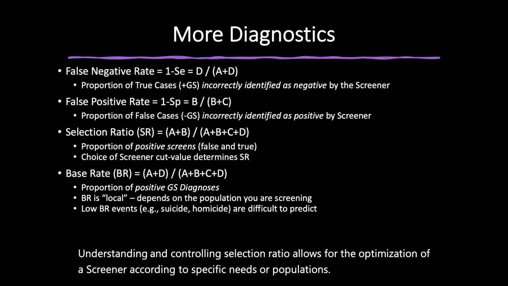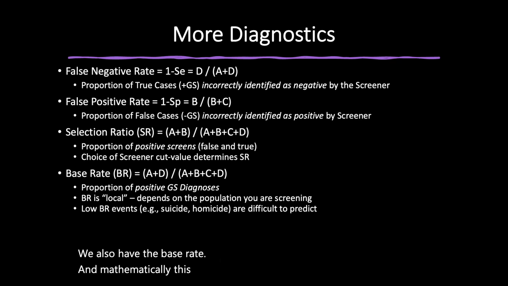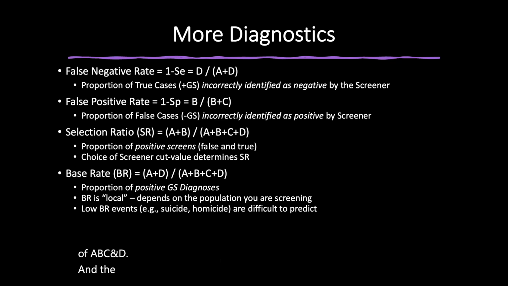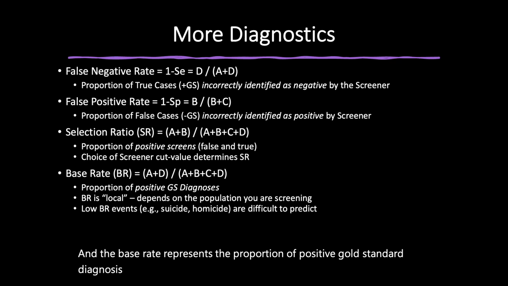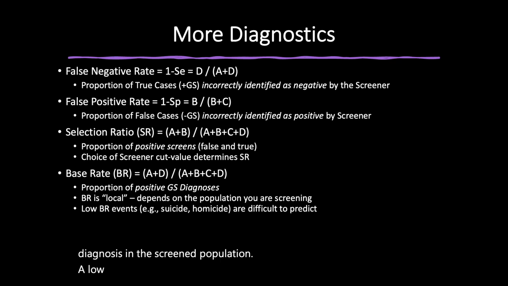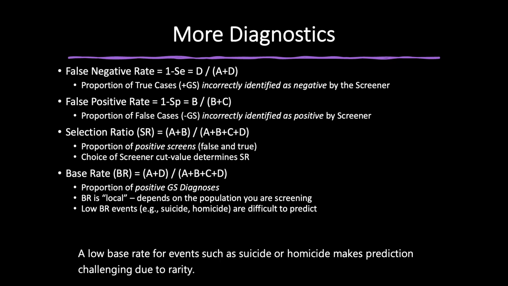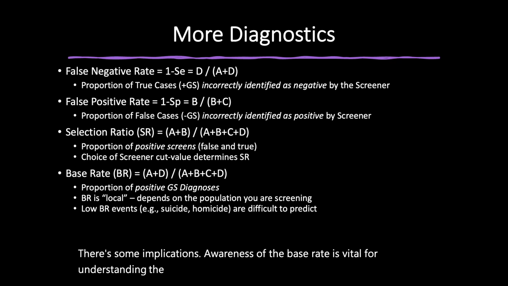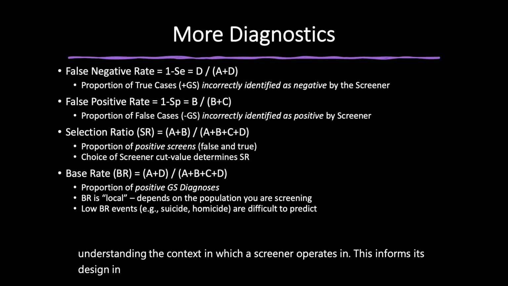We also have the base rate. Mathematically, this is defined as the sum of A and D divided by the sum of A, B, C, and D. And the base rate represents the proportion of positive gold standard diagnoses in the screened population. A low base rate for events such as suicide or homicide makes prediction challenging due to rarity. There are some implications. Awareness of the base rate is vital for understanding the context in which a screener operates, and this informs its design, implementation, and interpretation.